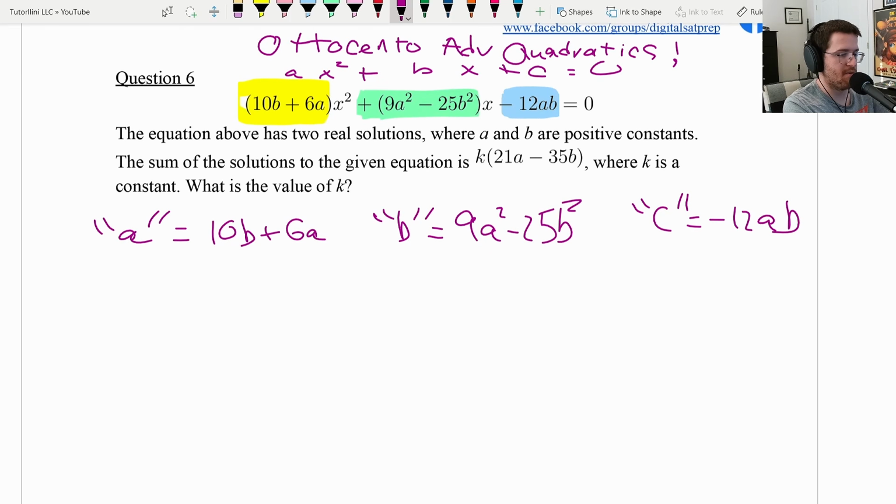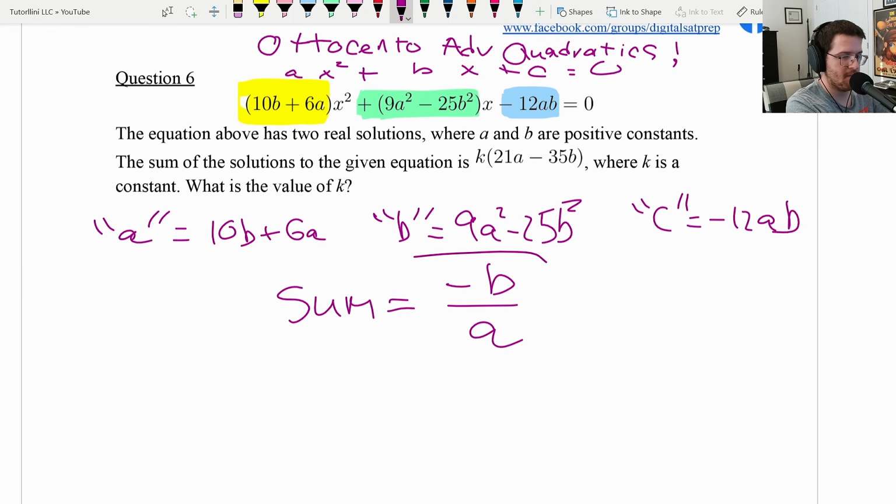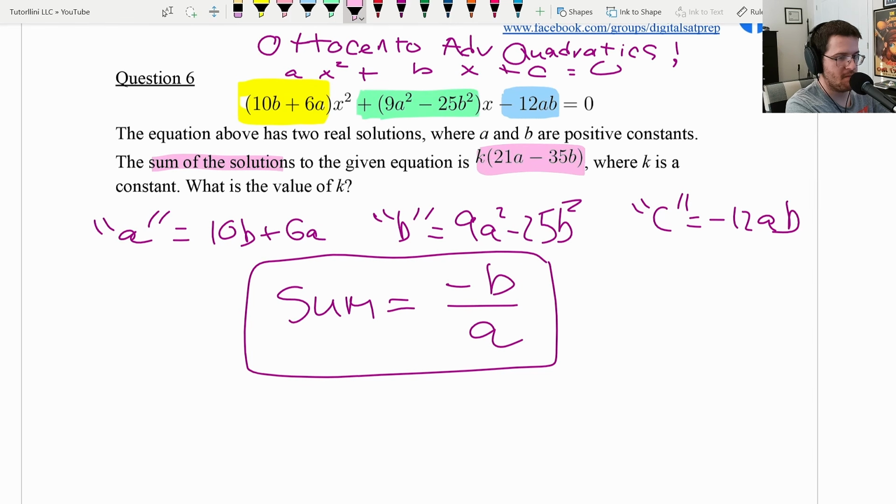The question is talking about the sum of the solutions, so we're going to use Vieta's first formula, negative b over a. And you see the expression for the sum we're going to get from the question, which is right here. So purple is going to go here. Green is going to go here. And A is yellow. Yellow is going to go here. Just don't forget about that minus sign that's already there.